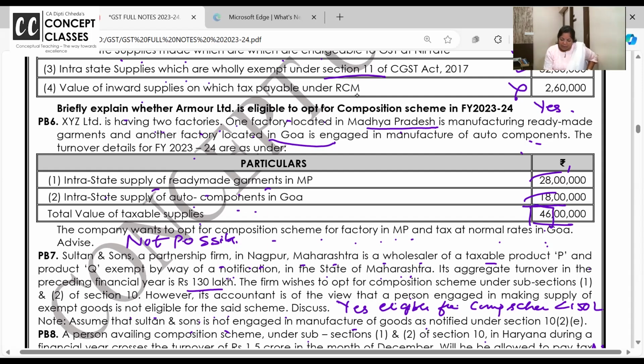Yes. But the company wants to opt for composition for MP and they want to pay normal tax for Goa. It's not possible. Either you go for composition for both because your turnover is less than 150 lakhs, or you go for normal for both. But you can't go one here and one there. You know, there is a saying, don't keep your feet in two boats, otherwise you will fall in the water. That's the story. Is the logic clear now?